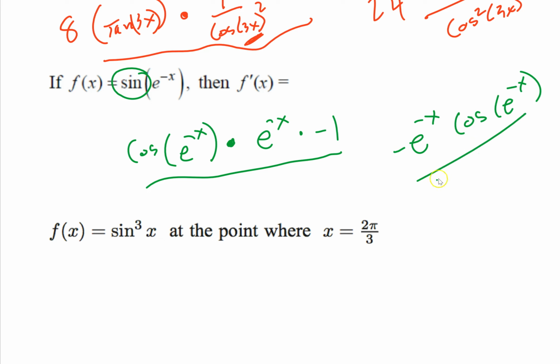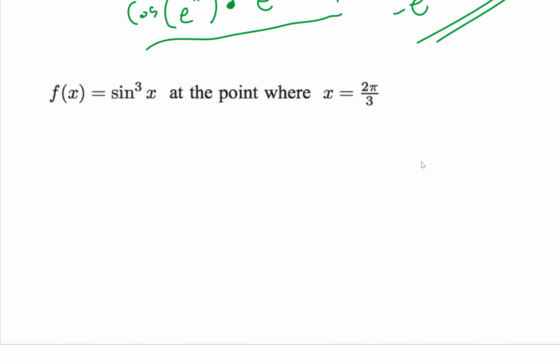So this stuff is getting a little more complicated, but just bring all your derivative rules together. So last one. Let's put everything to the test and make sure we know our trig functions. F of x equals sine cubed x at the point where x equals 2 pi over 3. So I think I cut off the problem. It wants you to find the derivative at the point where x equals 2 pi over 3. Sorry about that. So let's take the derivative of this. Remember, you want to rewrite that: sine x, whole thing cubed.